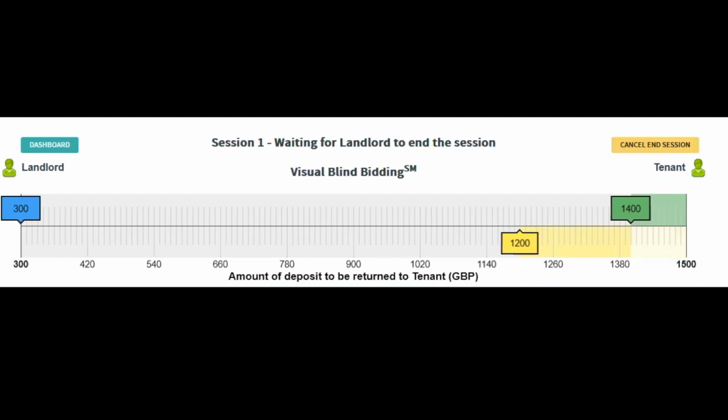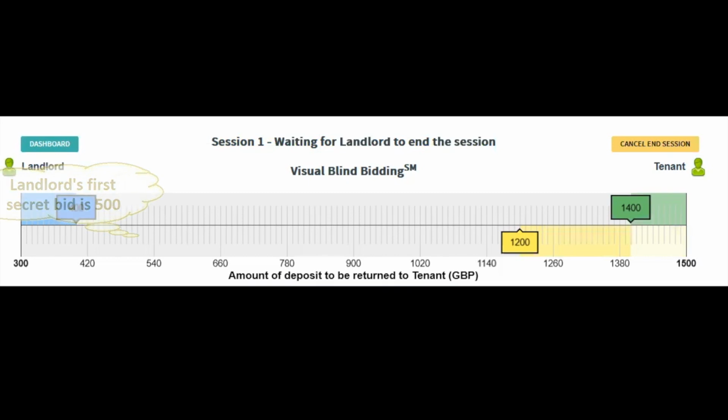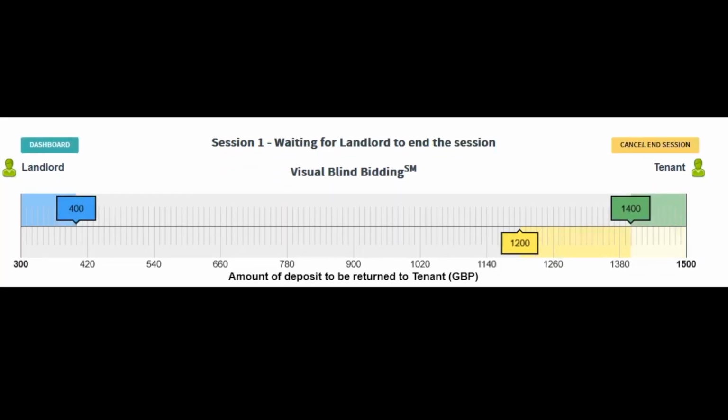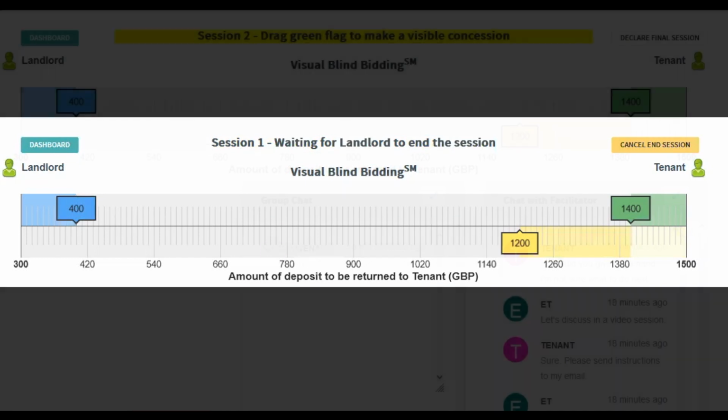Landlord counters with his own open proposal. Landlord also makes a secret bid that tenant cannot see, but we are giving you a glimpse for the sake of this illustration. Parties will reach an agreement when their secret bids overlap, but this doesn't happen in session 1.